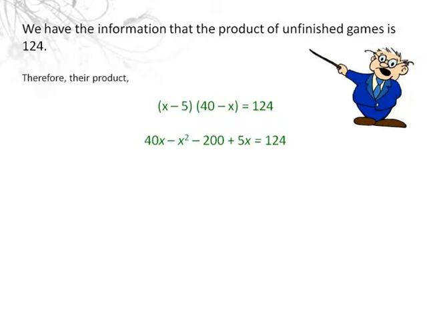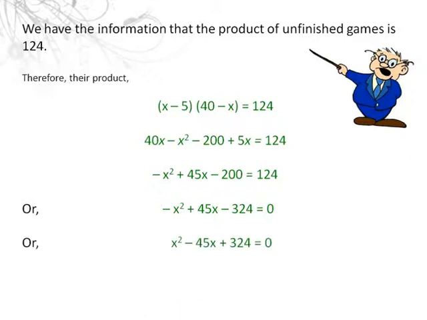40x minus x square minus 200 plus 5x equal to 124. On further simplifying, we get minus x square plus 45x minus 200 equal to 124. In the previous step, we added 40x and 5x. Let us take 200 on the other side. We get minus x square plus 45x minus 324 equal to 0. This is a quadratic equation, but let us not keep the coefficient of x square negative. Multiplying the whole equation by minus 1, we get x square minus 45x plus 324 equal to 0.